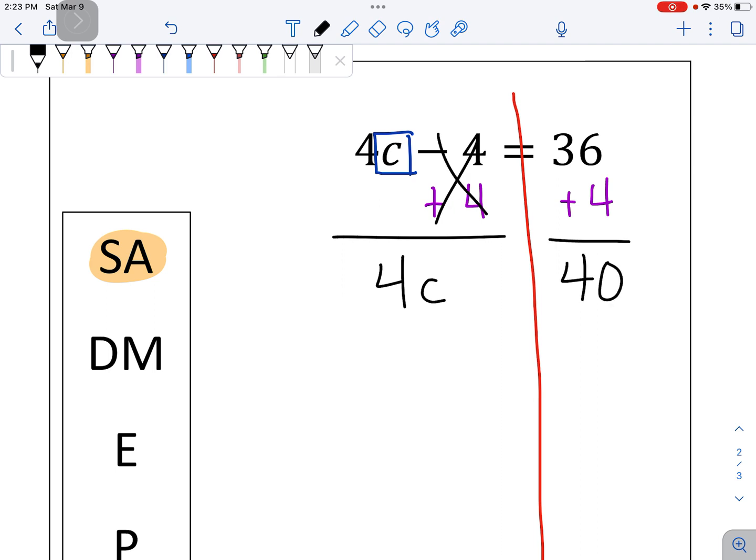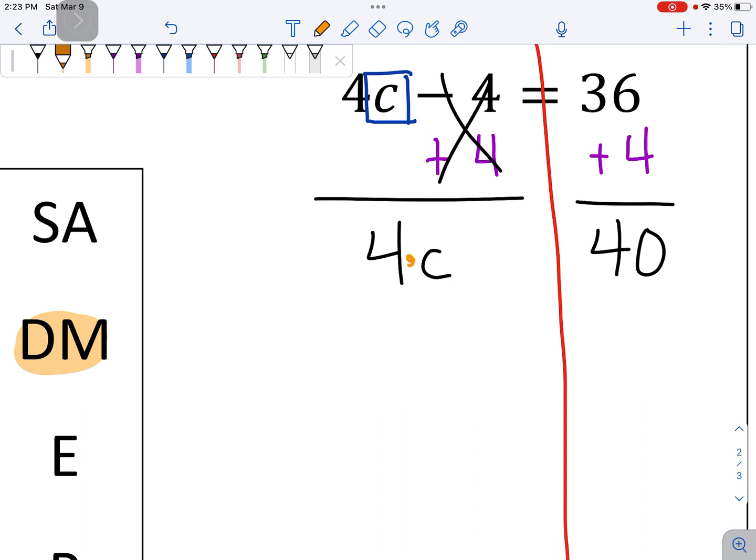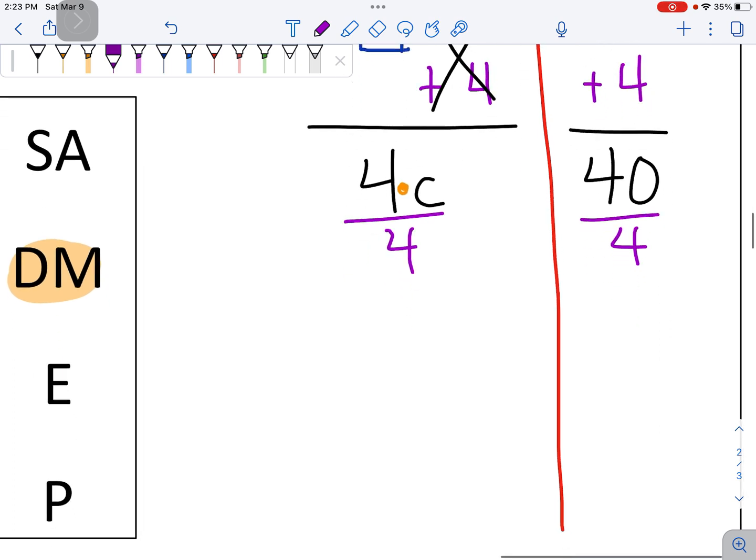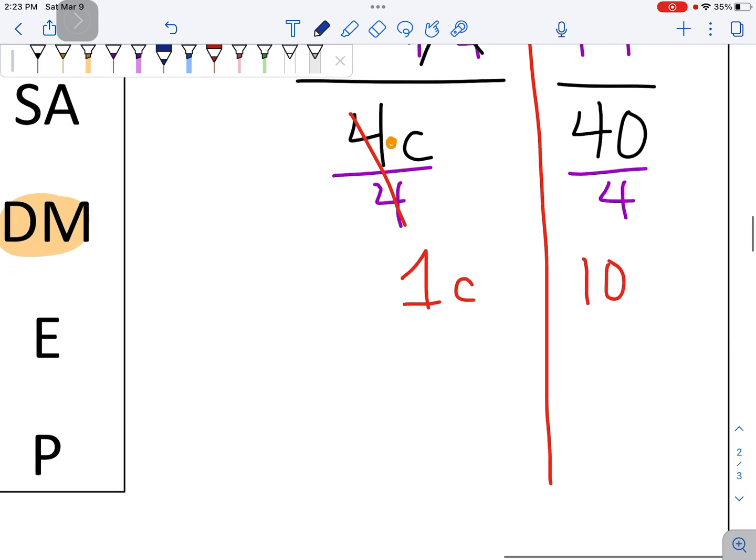There are no more subtractions or additions, so moving down, there is multiplication. This is 4 times C. So to undo it, we'll divide. Divide by 4, divide by 4, 4 divided by 4. At this point, I hope you really see it's always going to be 1. 1C on the left, 40 divided by 4 is 10. So we can clean that up by saying C has a value of 10.